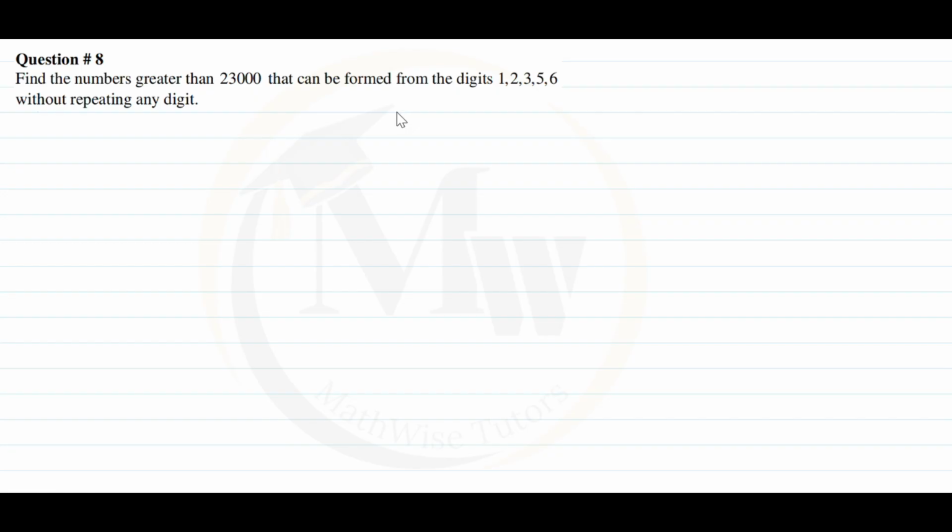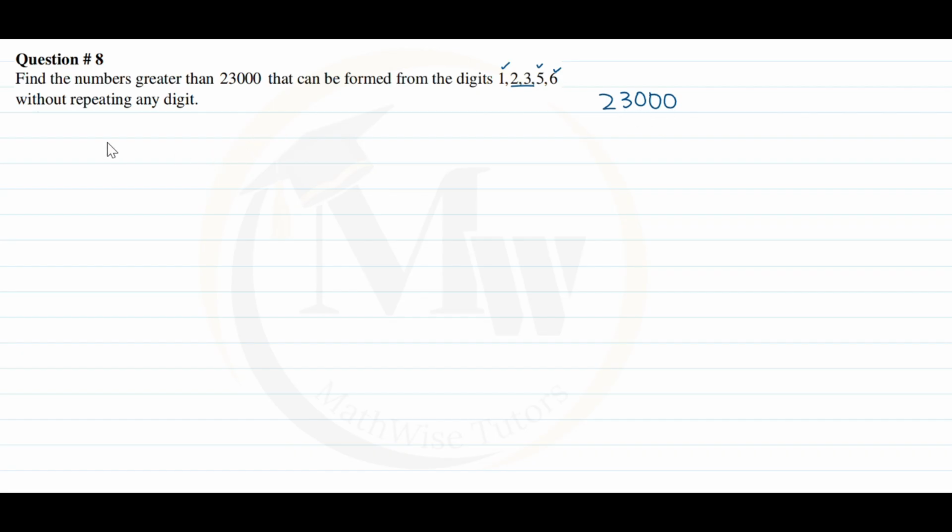Now the question is, find the number greater than 23,000 that can be formed from the digits 1, 2, 3, 5, 6 without repeating any digits. This number is 23,000 and we need to make the number bigger than this. So to make the number greater than this, if you notice that the first two digits are 23, it means if we want to change the first digits, it can be more than 2 or 3. But first we have the other numbers 1, 5, 6. Here are zeros. So we can place any of the numbers in these 3 places, which will become automatically bigger than this because these are zeros.